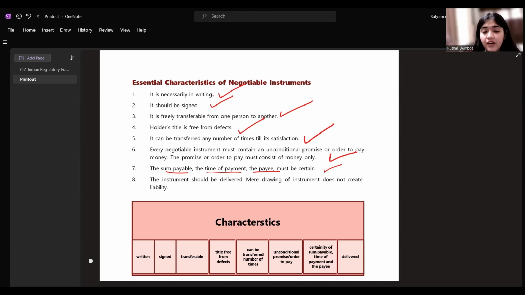The instrument should be delivered. Mere drawing of the instrument does not create a liability. The instrument should be delivered. Most important, it should be given to the person.